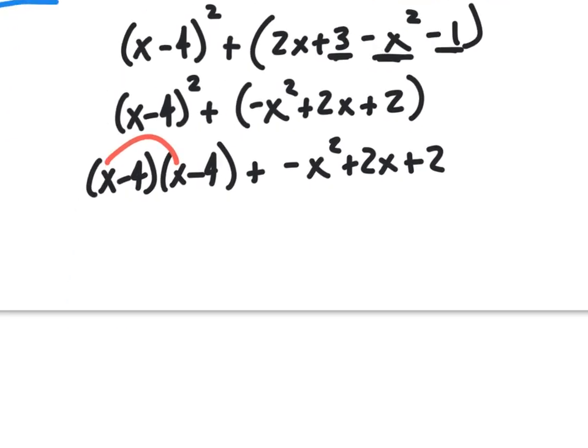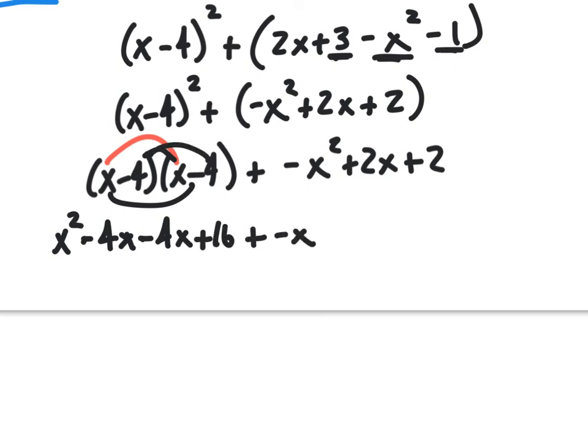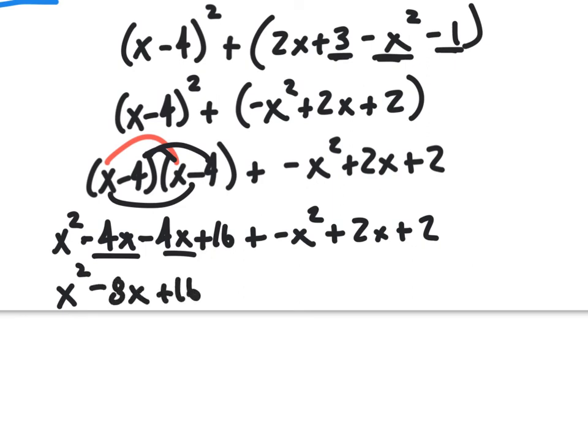Now I'm going to multiply these out. So I've got x times x, which gives me x squared, minus 4x, and then plus 16. Okay, and then I'm going to add that negative x squared plus 2x plus 2. So I'm going to combine my like terms here. So I've got x squared minus 8x plus 16 minus an x squared plus 2x and then plus 2.